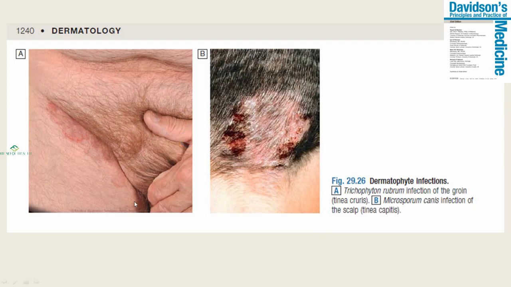So I have already told you all the pictures and their descriptions are important. If you see the tinea cruris picture in Dermatology, Davidson Principles and Practice of Medicine 23rd edition, figure number 29.26, dermatophyte infections, Trichophyton rubrum infection of the groin, that is tinea cruris. See the first picture, picture A is showing Trichophyton rubrum infection of the groin, that is tinea cruris. So the answer is Trichophyton rubrum.